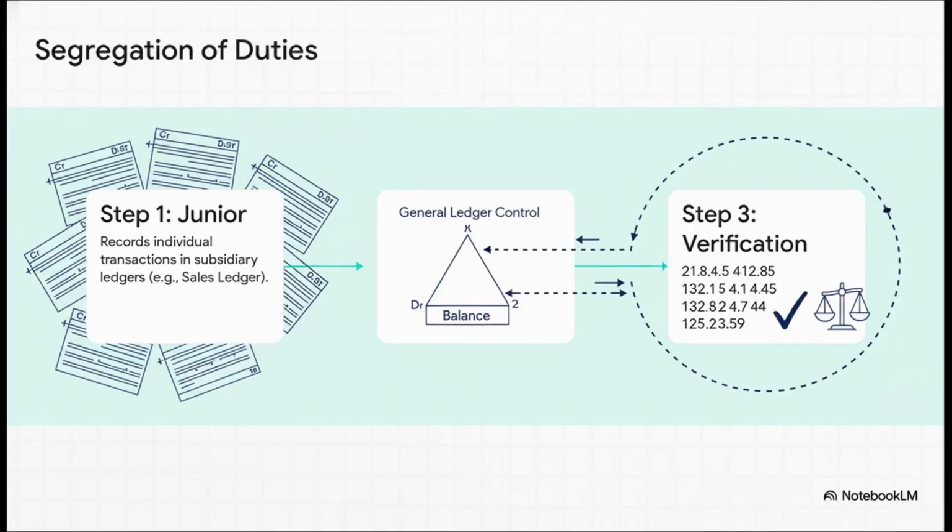What's really brilliant about this system is that it sets up a fantastic internal control called the segregation of duties. You might have one person handling the nitty-gritty details, posting individual transactions. Then you have a different person, maybe someone more senior, who maintains that high-level summary in the control account. This creates a natural system of checks and balances, which makes it much easier to spot errors and much harder for fraud to slip through.